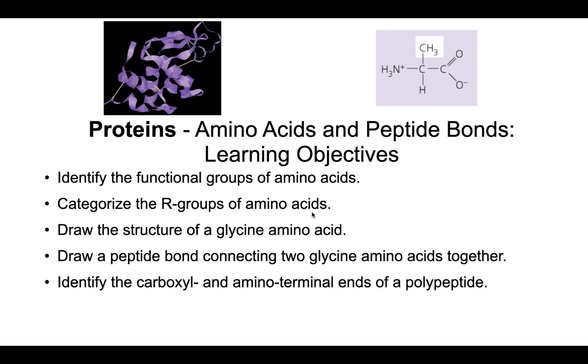So there's several categories, and I want you to be able to look at an amino acid and determine which category it belongs in. I want you to be able to draw the structure of a glycine amino acid. So there's 20 different amino acids. Some of them can be pretty complex. For the purposes of this course, glycine is the simplest, and I want you just to be able to draw that one.